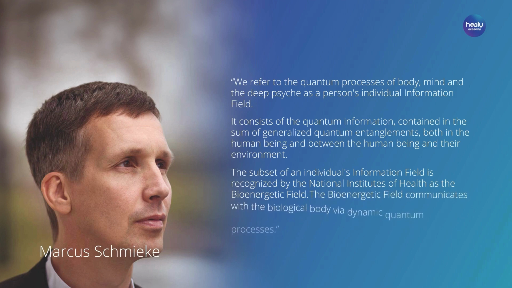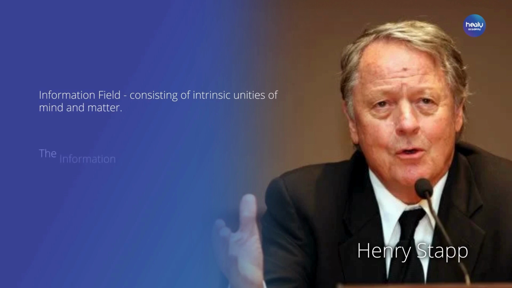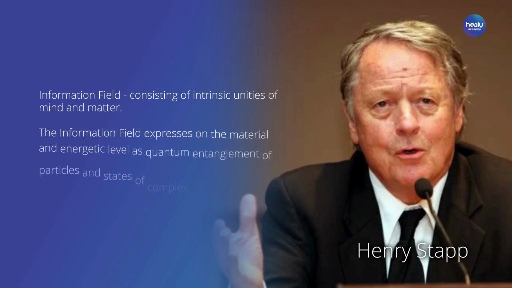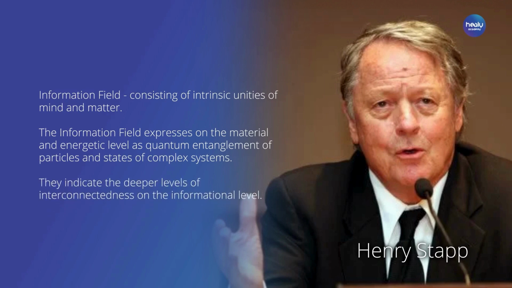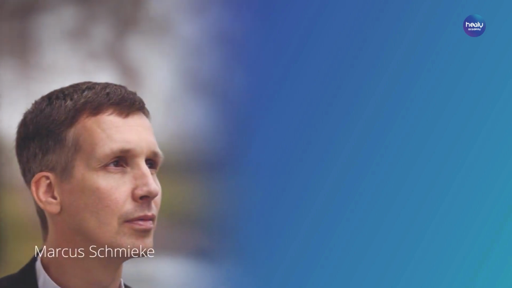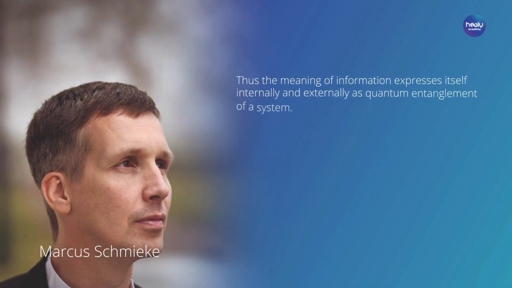The bioenergetic field communicates with the biological body via dynamic quantum processes. Henry Stapp describes the information field as consisting of intrinsic unities of mind and matter. The information field expresses on the material and energetic level as quantum entanglement of particles and states of complex systems. They indicate the deeper levels of interconnectedness on the informational level. Marcus Schmieke: Thus, the meaning of information expresses itself internally and externally as quantum entanglement of a system.